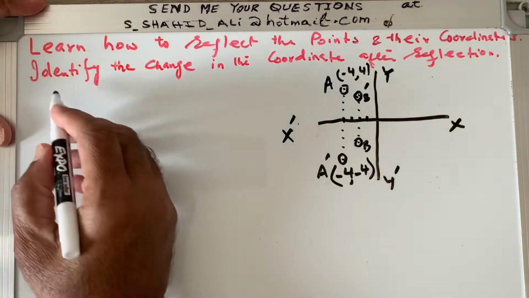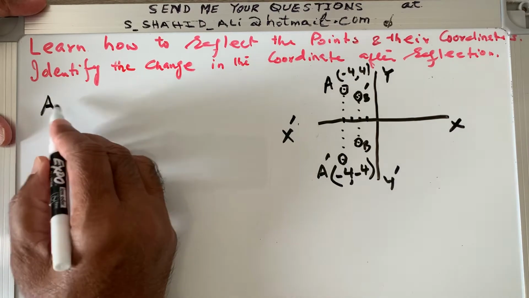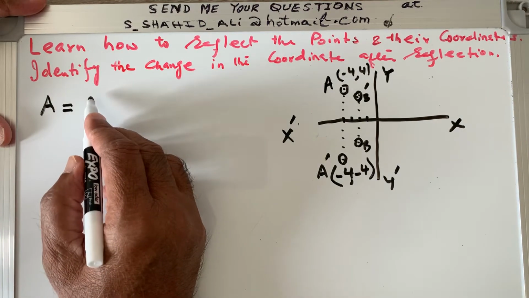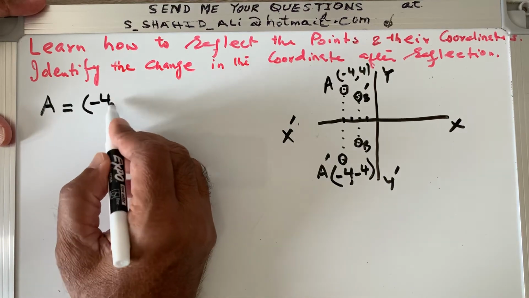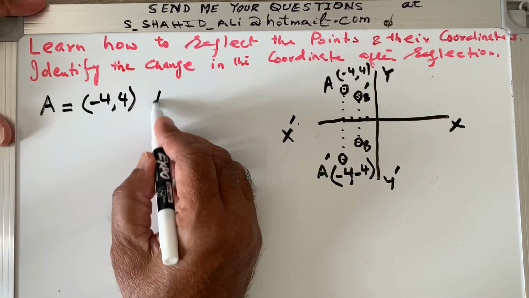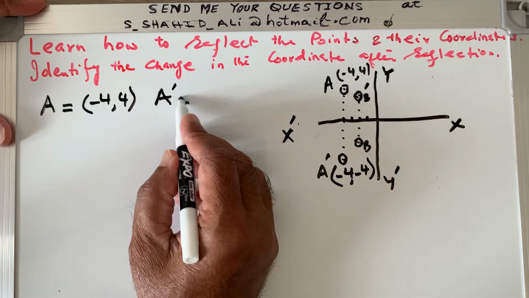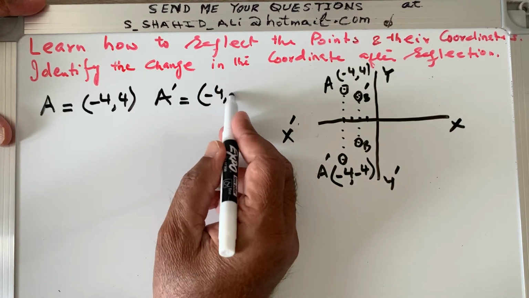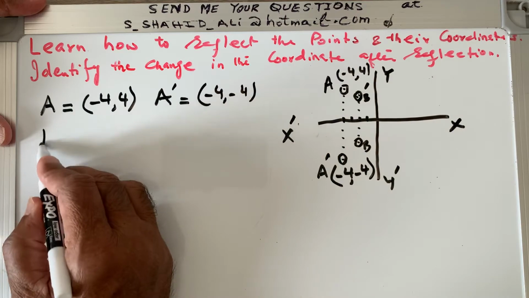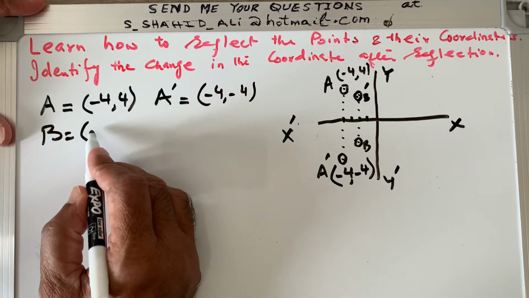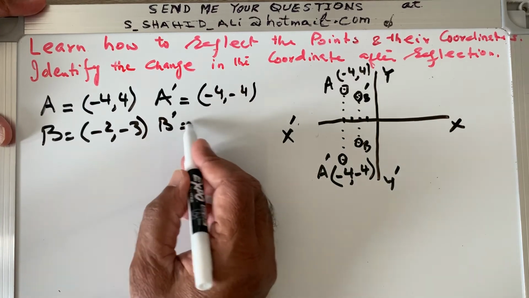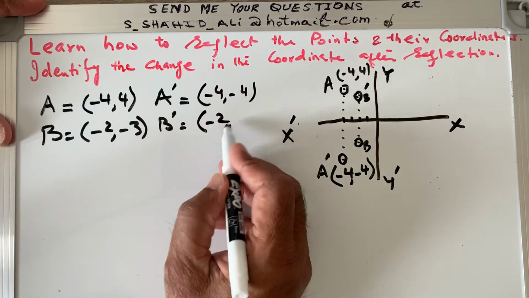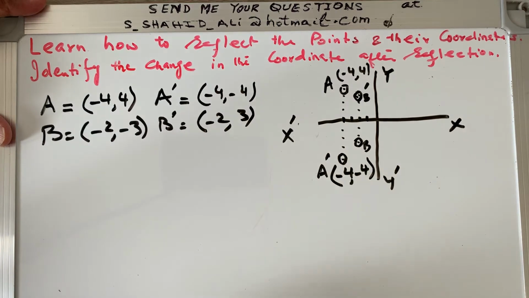So I will write these down here so that there is not too much congestion over there. A is -4, 4, and I wrote A dash, that is the reflection, which was -4 and -4. And then I write B, and B was -2 and -3, and its reflection was -2 and 3 across x-axis.